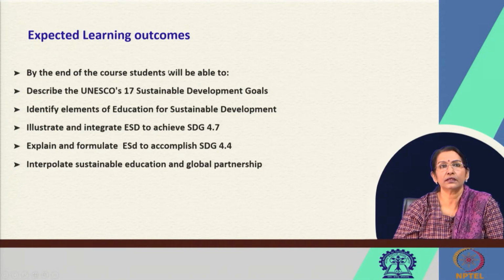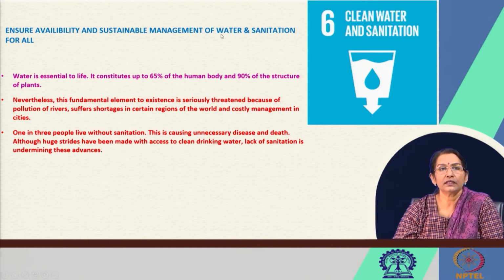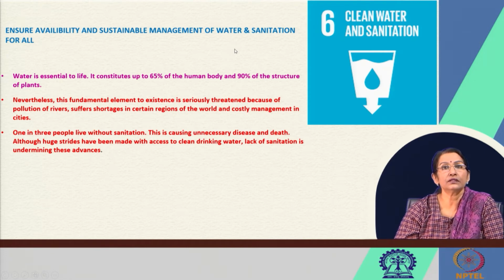These are the expected learning outcomes. Then SDG 6, that is, ensure the availability and sustainable management of water and sanitation for all. SDG 6 primarily focuses on clean water and sanitation, which are very essential for leading a sustainable, healthy lifestyle. As all of us know, water is a very essential component of our life, and it constitutes almost 65% of even the human body and 90% of the structure of the plants in our ecosystem. Water is a very important component.